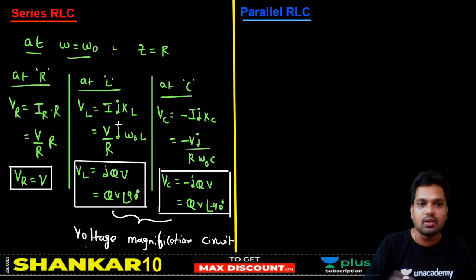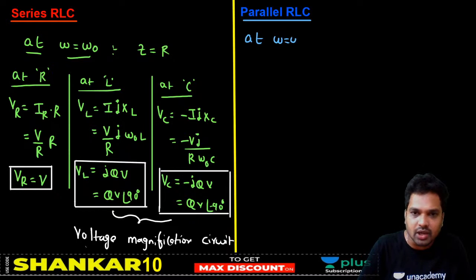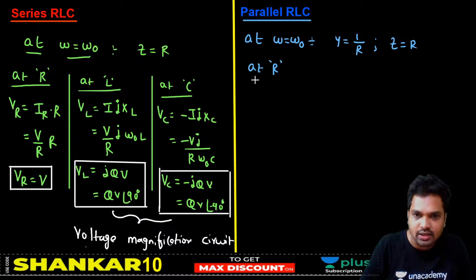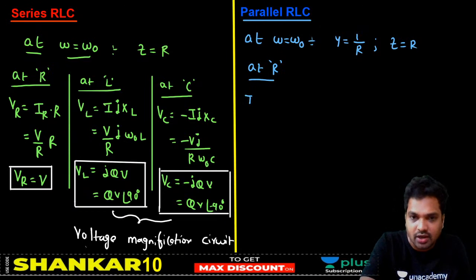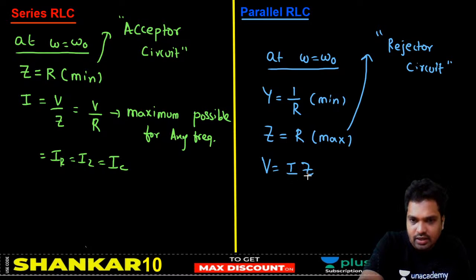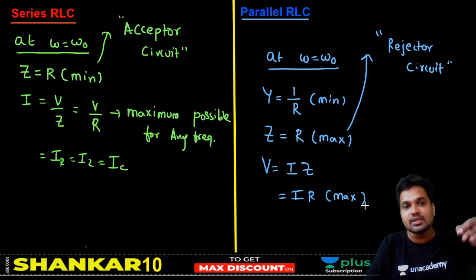So let's go back. Let me do the same or similar analysis for parallel also. So at omega equal to omega naught, here your Y equal to 1 by R, Z equal to R. Now at the resistor, parallel voltage is same. We should analyze for current. Current in the resistor is voltage across the resistor by R. What is the voltage at resonance for parallel circuit? Listen here. V equal to IZ, but Z equal to R. Voltage will reach maximum at resonance. So you can see the response will reach maximum at resonance, but for series case, current will be maximum.